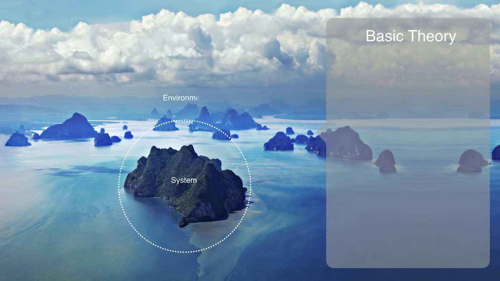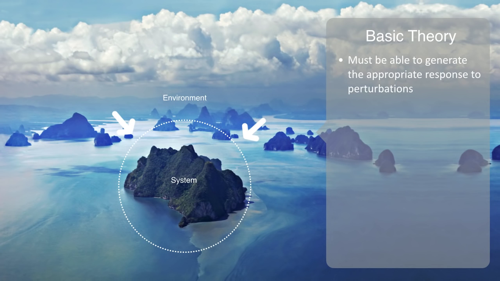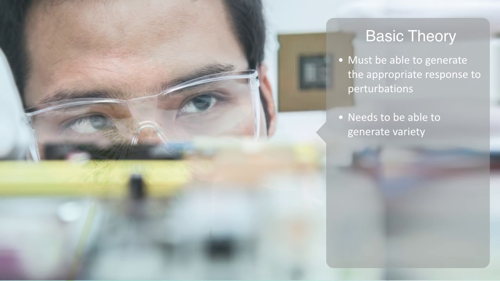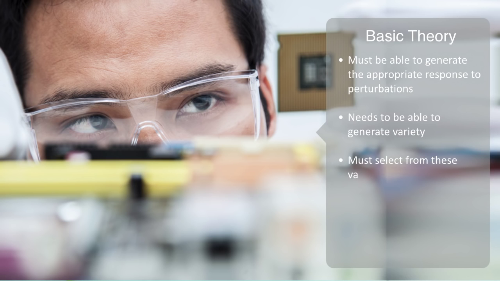Firstly, a system exists within an environment, and that environment changes periodically. For the system to endure, it must be able to generate the appropriate response to these environmental perturbations. Secondly, generating the appropriate response means selecting from a variety of different internal states or strategies, and thus, the system needs to maintain and be able to generate a certain degree of variety. Thirdly, that variety is not for free. It costs the system something to maintain, and thus it must select from these variants the most appropriate responses for that environment in order to minimize this cost while maximizing the payoff to the system as a whole.